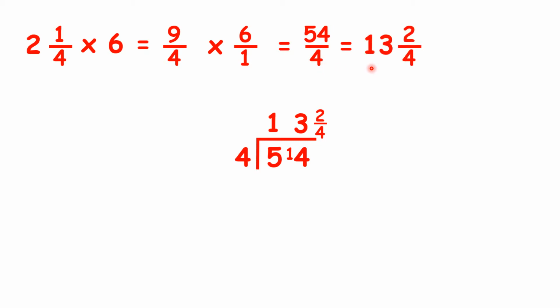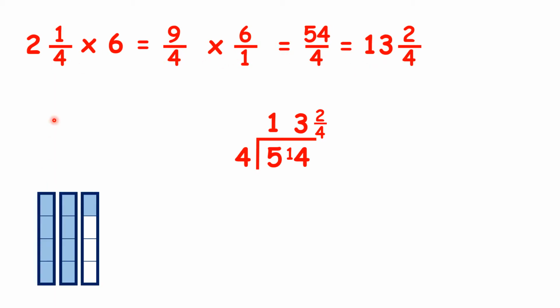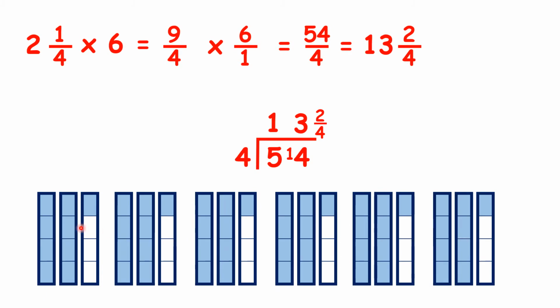So let's show how this works. There's the 2 1/4 or 9/4 that we started with. We're multiplying by 6, so there's 2 1/4 6 times. Now we can regroup to fill up our rectangles. You can see that we now have 13 full rectangles and 2/4 of another one. But remember, 2/4 is equivalent to 1/2. So rather than 13 2/4, if we want to write our answer in its simplest form, we need to write 13 1/2.